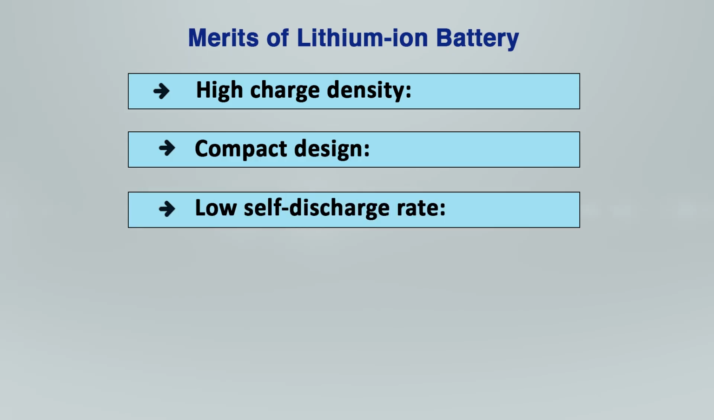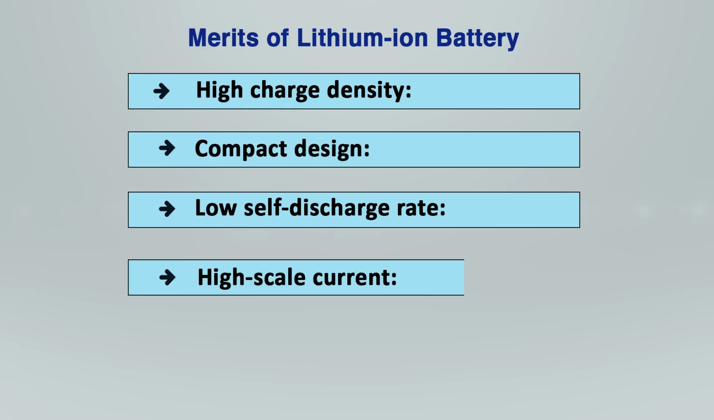Low self discharge rate: if we compare the lithium ion battery pack with the lead acid battery pack, it has less self discharge. If you keep a lithium ion battery pack as it is, it will not discharge for a longer time. So it is one of the advantages of using such a battery in your EV. Whenever your EV is in a standstill condition, it will not impact the overall mileage of the car.